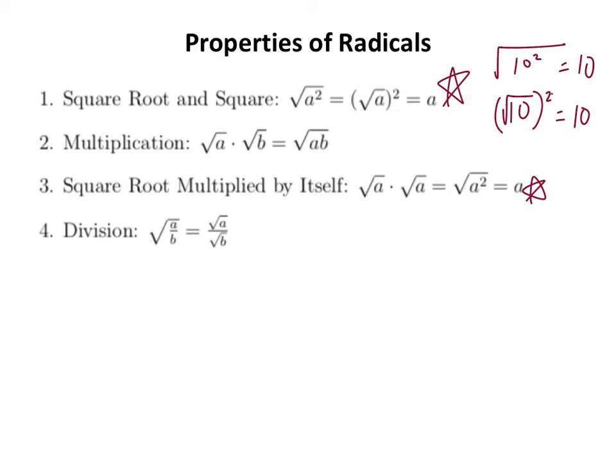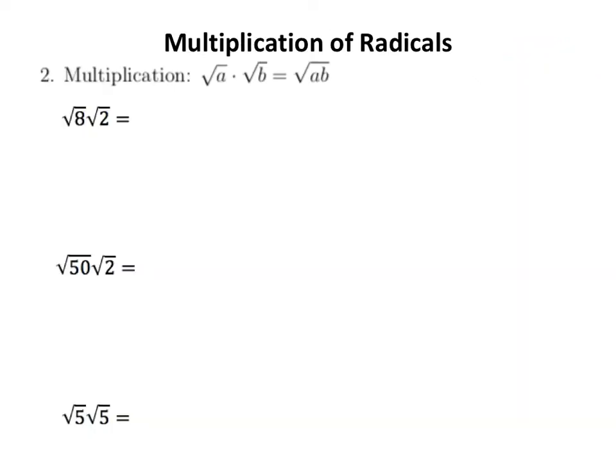In the same way, when you have a square root multiplied by itself, the square root of a times the square root of a, it'll just be the number. So if I have the square root of 5 times the square root of 5, this would just be equal to 5. Now we'll go into the multiplication of radicals.